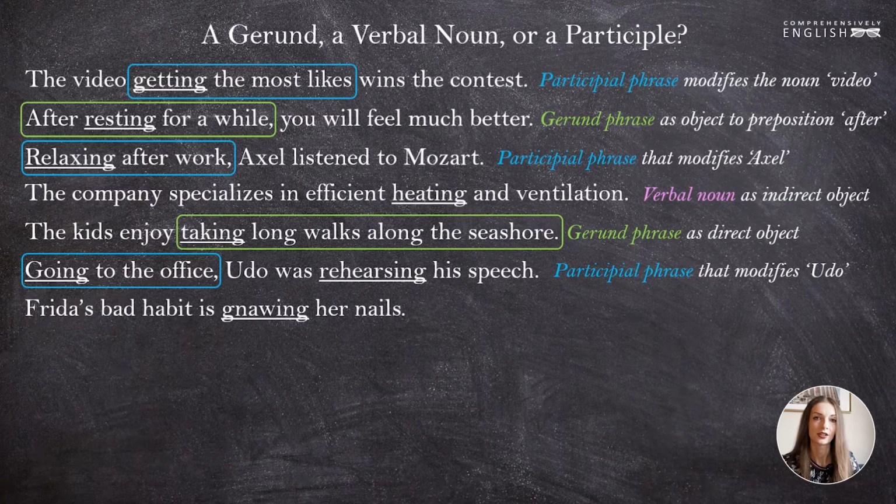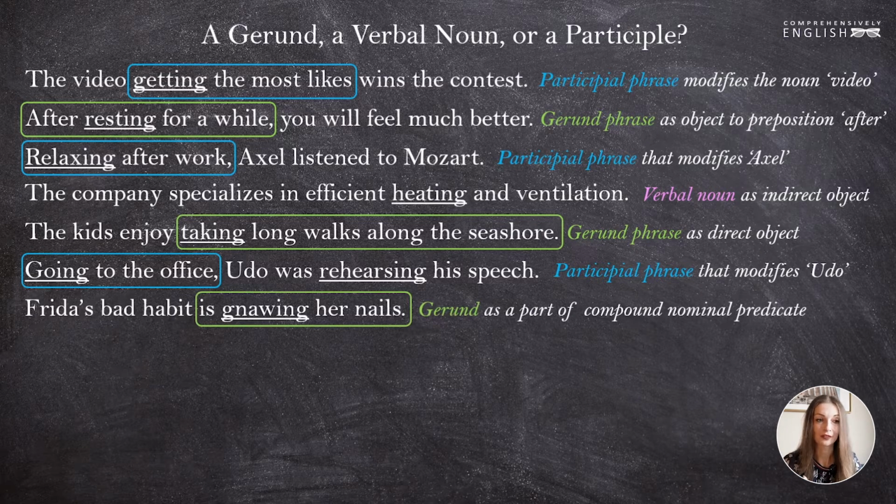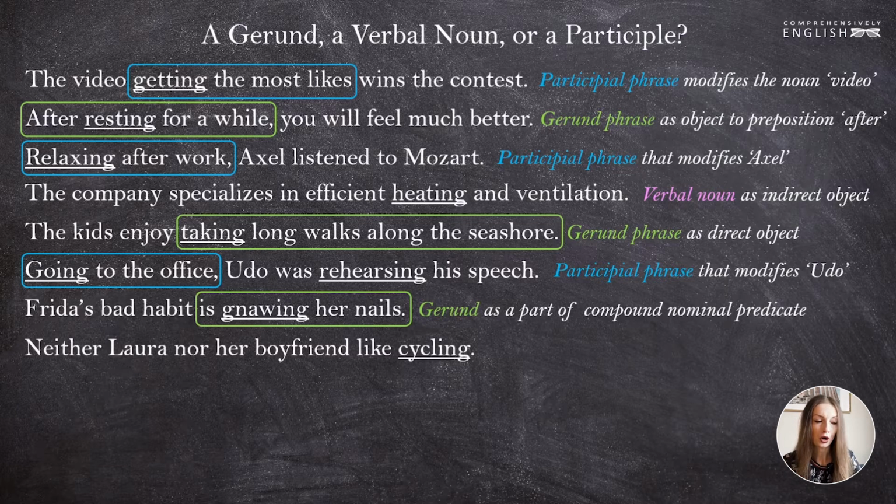Frida's bad habit is gnawing her nails. Gnawing is a gerund that functions as a part of a compound nominal predicate, is gnawing her nails. Neither Laura nor her boyfriend like cycling. What is cycling here? Cycling is a gerund that is used as a direct object. They like or dislike what?